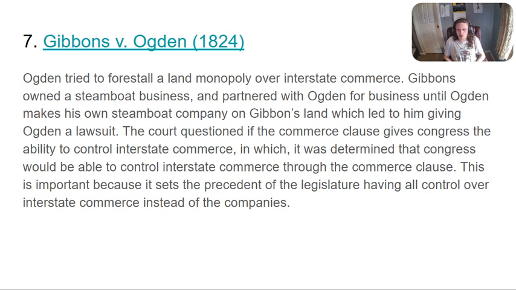Number 7 would be Gibbons versus Ogden, and it would be decided in 1824. Ogden tried to forestall a land monopoly over interstate commerce. Gibbons owned a steamboat business and partnered with Ogden until Ogden made his own steamboat company on Gibbons' land, which led to him giving Ogden a lawsuit. The court questioned if the Commerce Clause gives Congress the ability to control interstate commerce, in which it was determined that Congress would be able to control interstate commerce through the Commerce Clause. This is important because it sets the precedent of the legislator having all control over interstate commerce instead of the companies.